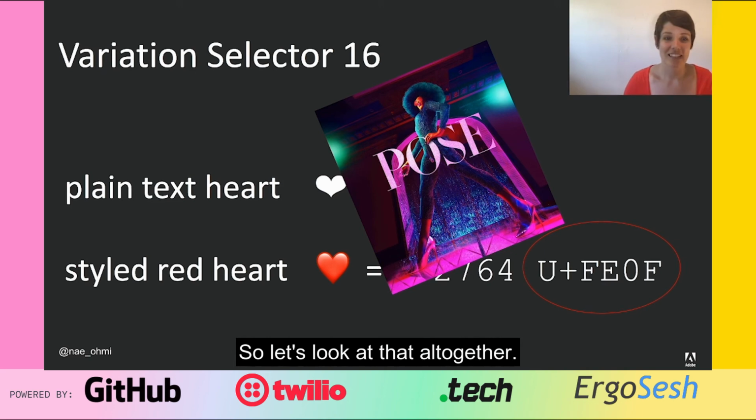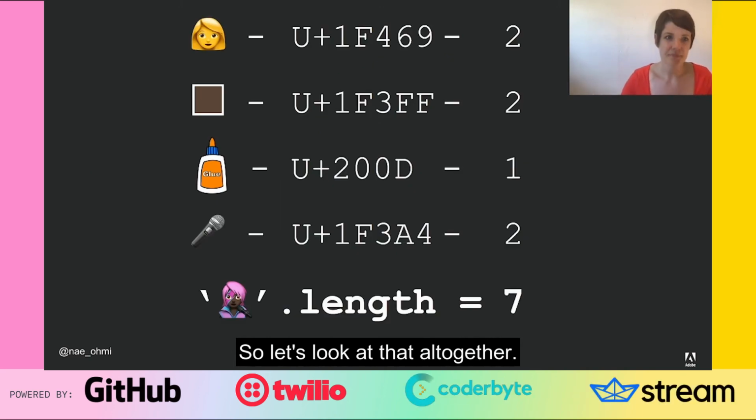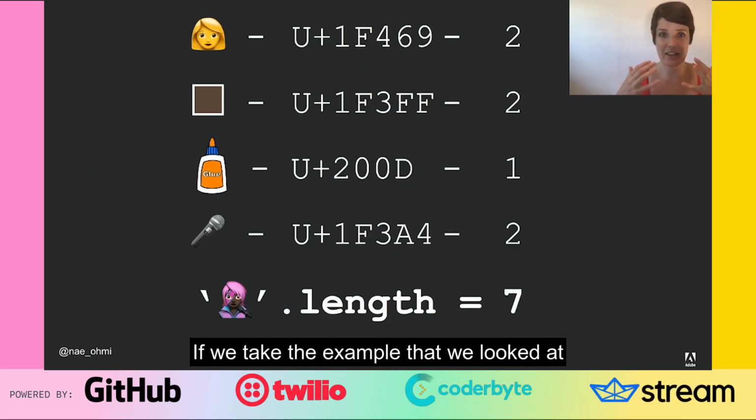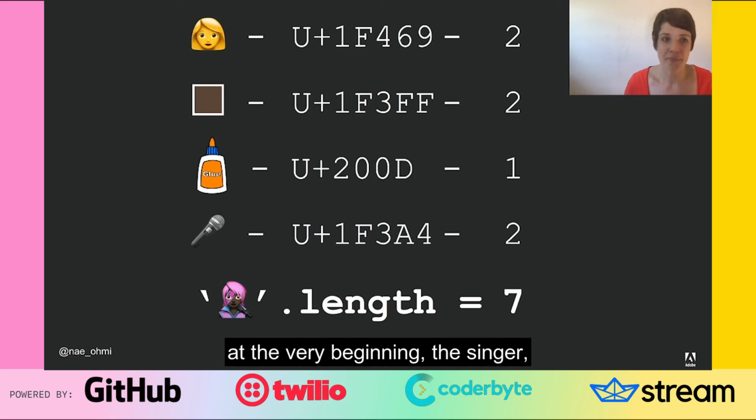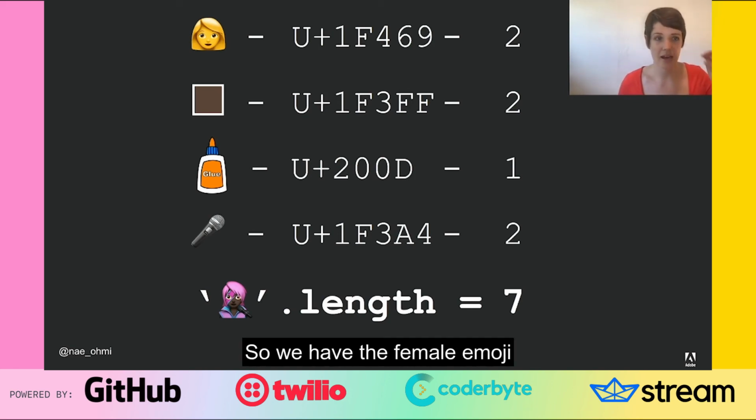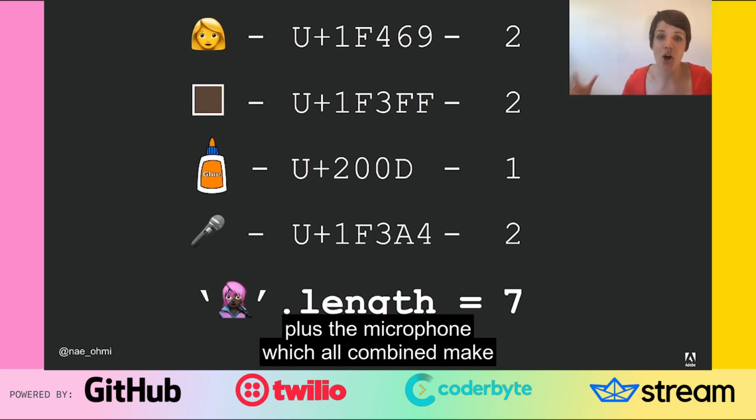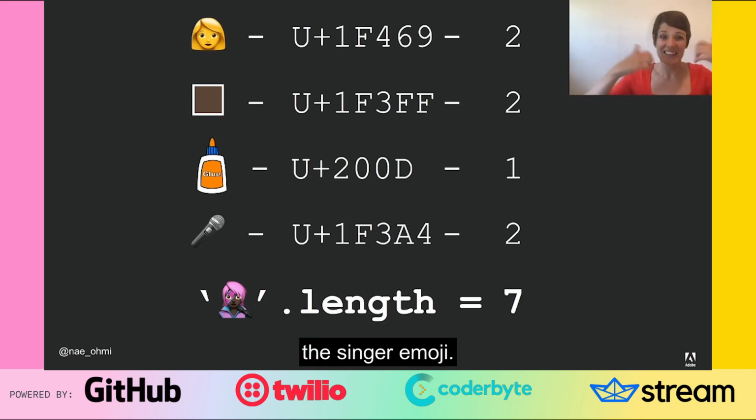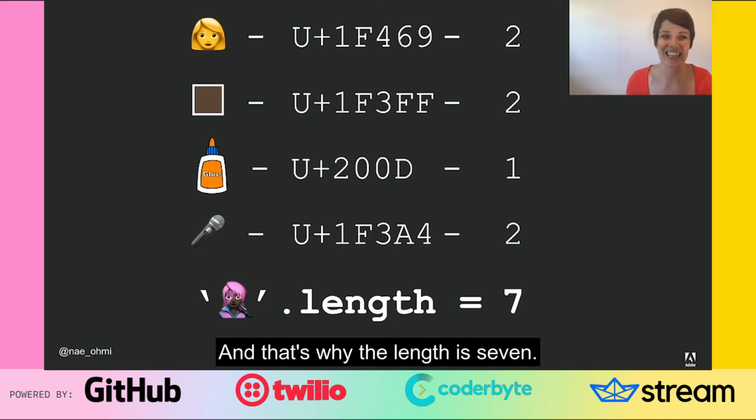So let's look at that all together. If we take the example that we looked at the very beginning, the singer, it's a combination of a number of emojis. So we have the female emoji plus this medium skin tone modifier plus the zero width joiner plus the microphone, which all combined make the singer emoji, and that's why the length is 7.